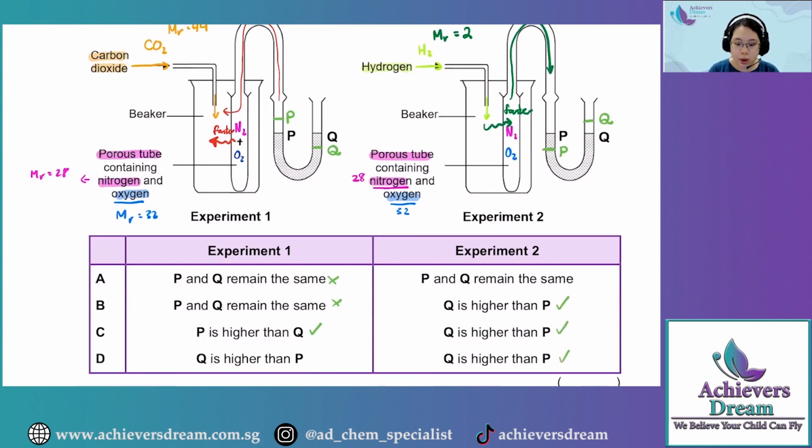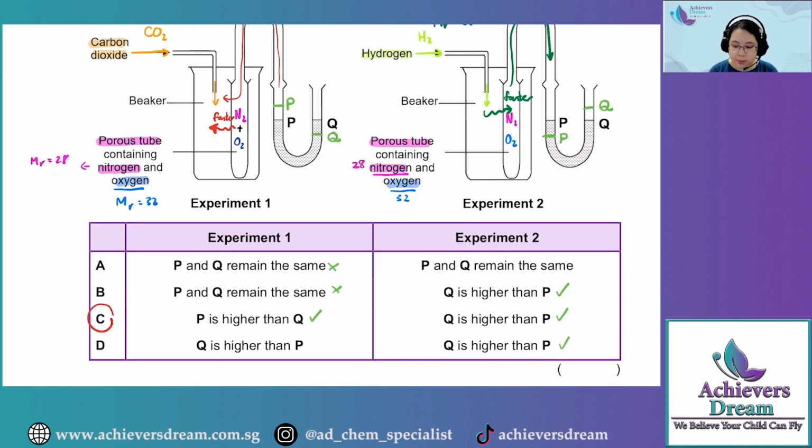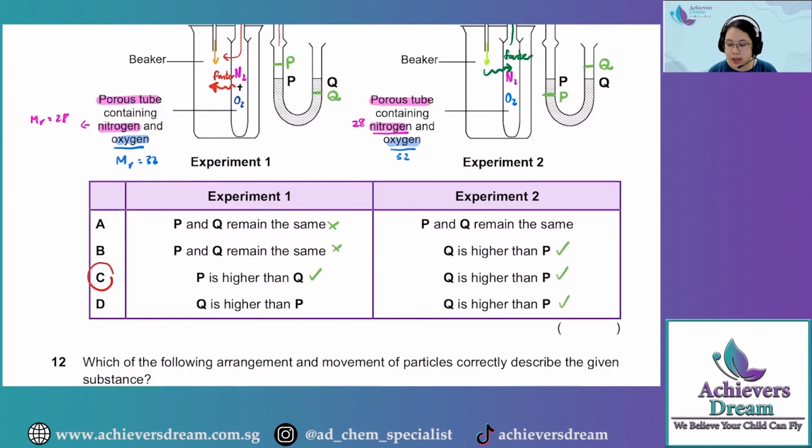As a result, the correct observations for both experiment 1 and experiment 2 is given by option C. P will be higher than Q in experiment 1, and Q will be higher than P in experiment 2.